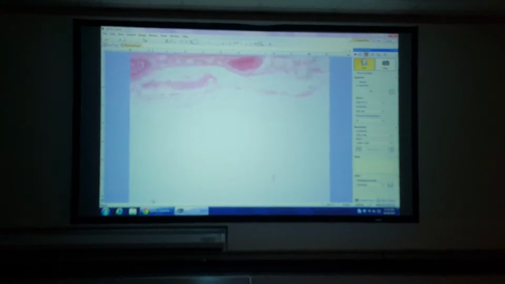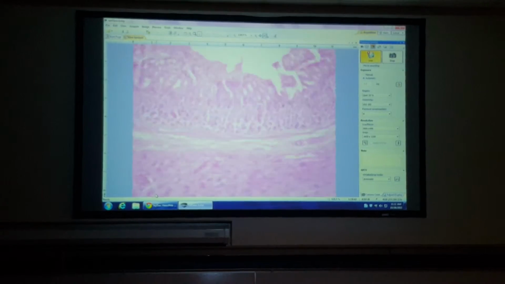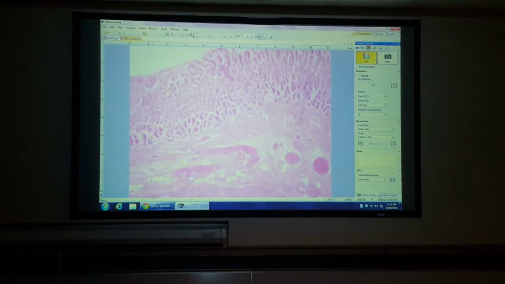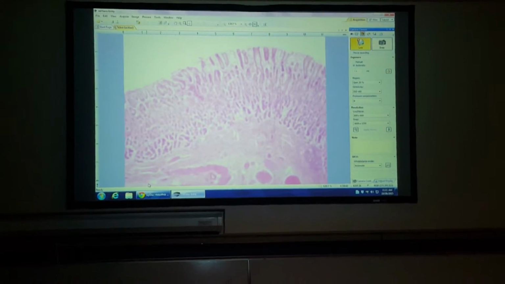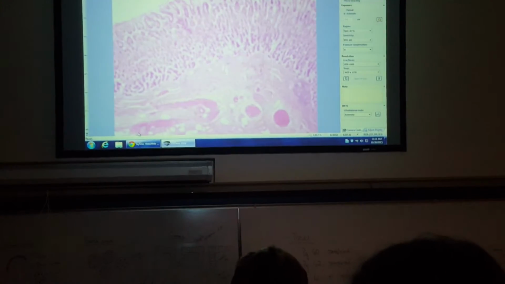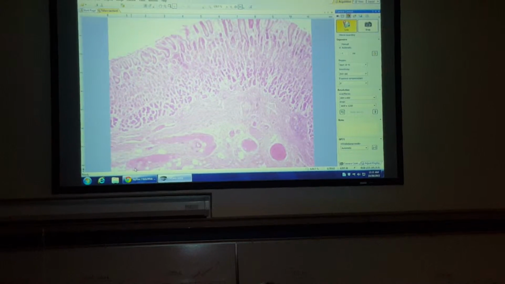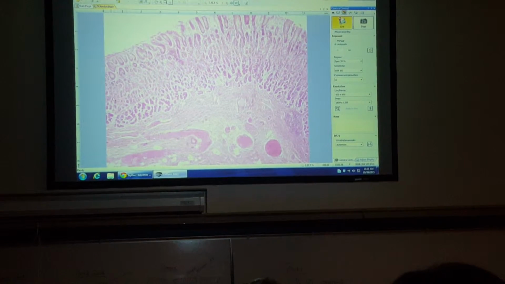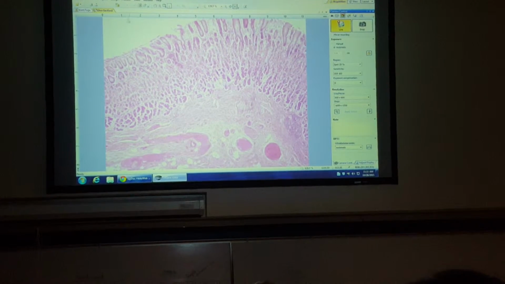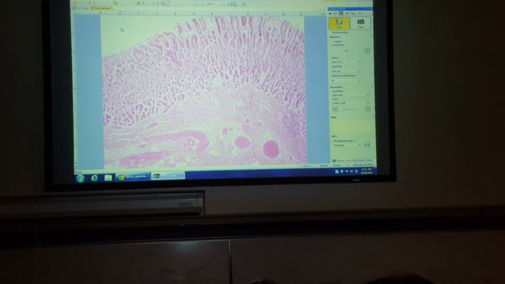All right, so when I look over here, get to a good area of the slide first. There's a lot on this slide. All right, I'm going to keep us down at low power first, and then I'll zoom in as I need to. All right, let's focus it a little bit more. Okay, so this is the slide of stomach. So up here, where it's white, way up here, this would be the lumen of the stomach. That's where your food is sitting, right? So this is the lumen of the stomach.